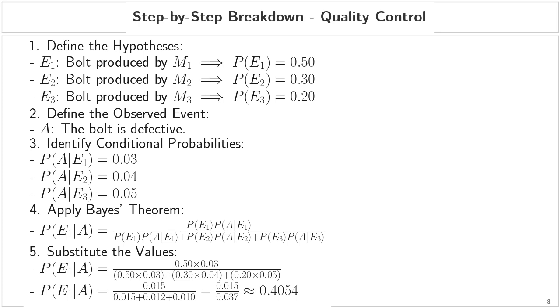0.4054. Now that we have the scenario for our defective bolt, let's walk through the mathematical breakdown step by step to find our answer. As we will see in the next slide, this tells us exactly how much we should suspect machine 1 is the culprit.